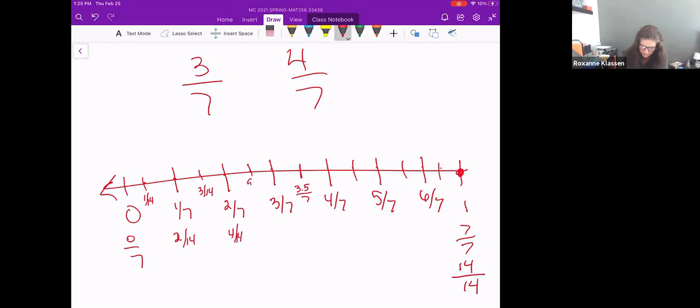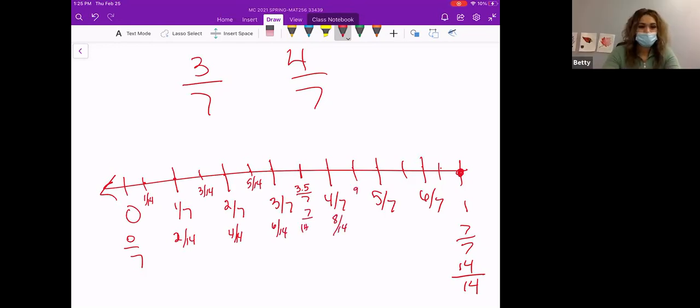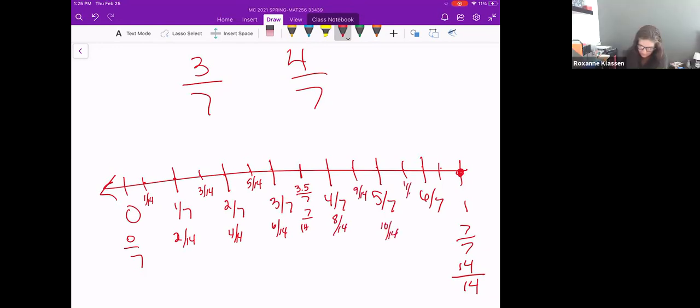4/14, 5/14, 6/14, 7/14, 8/14, 9/14, 10/14, 11/14, 12/14, 13/14, and eventually down to 14/14. So this fraction looks much better to you. 7/14 looks much better to you than 3.5/7.